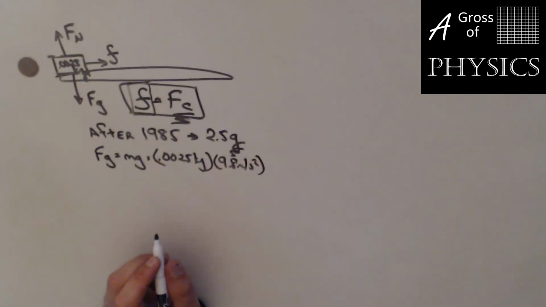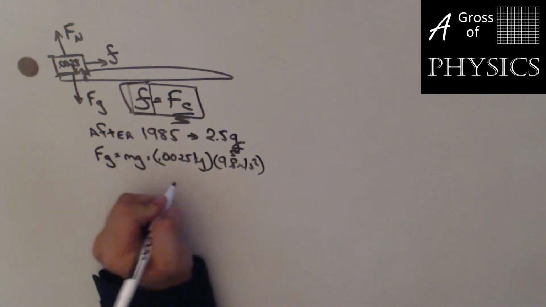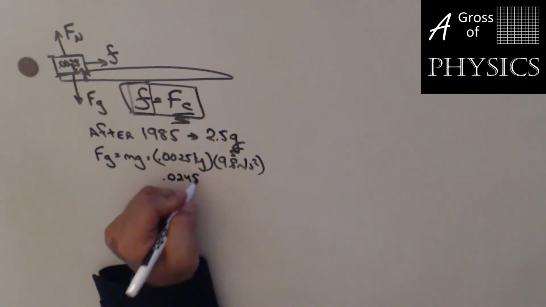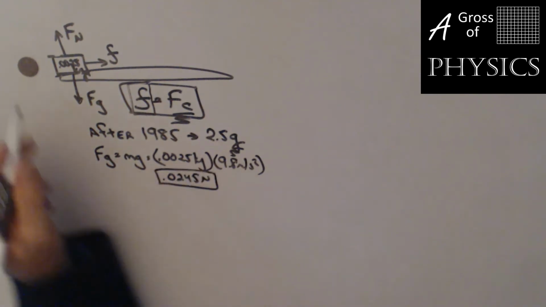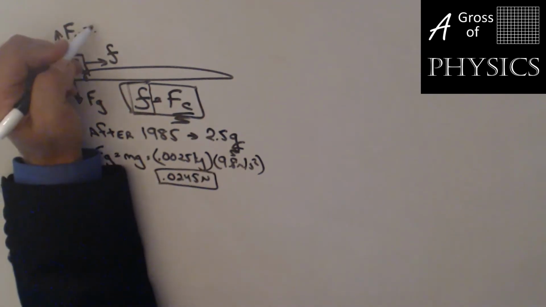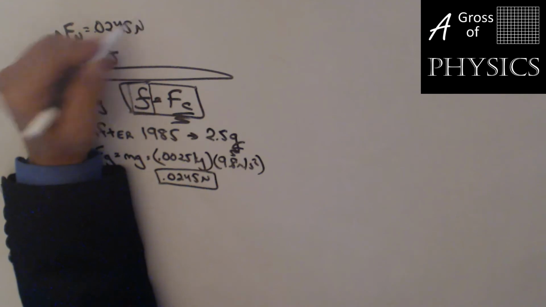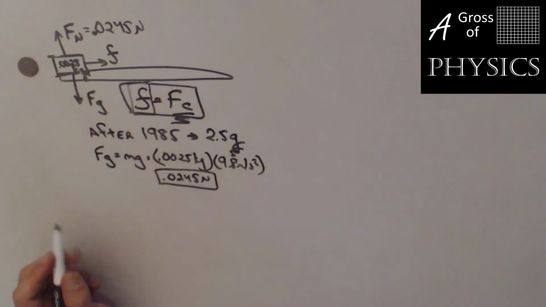I use my calculator for that. 0.0025 times 9.8 gets me 0.0245 newtons, which, because it's flat, is going to be the same as the normal force.